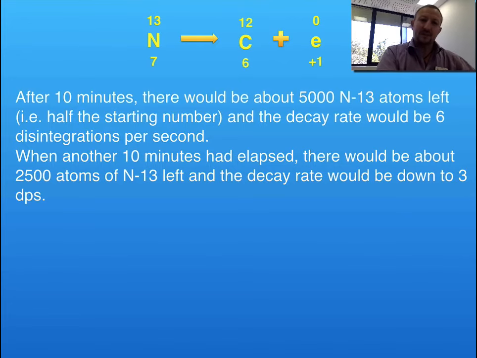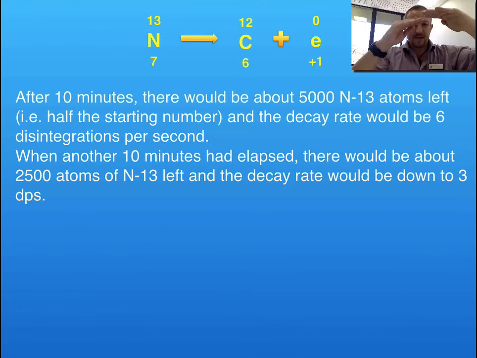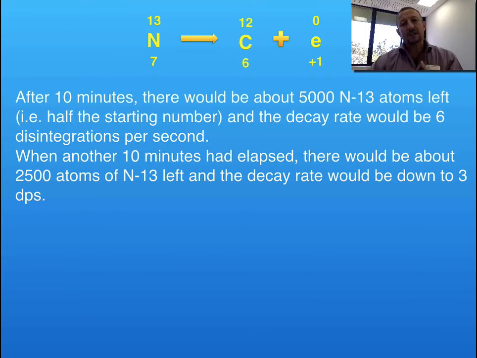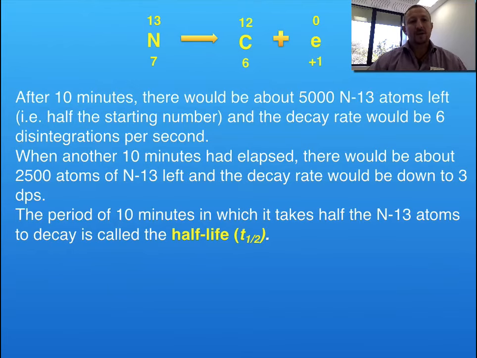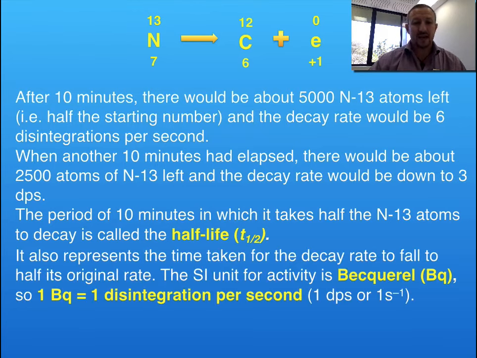So we go from 10,000 to 5,000 in 10 minutes, and then from 5,000 to 2,500 in 10 minutes. And it would then take a further 10 minutes to halve again. The rate would also decrease by half, because of the number of atoms we've got left over. So the period of 10 minutes is what's known as the half-life, because it's the time taken for half the number of atoms to decay.